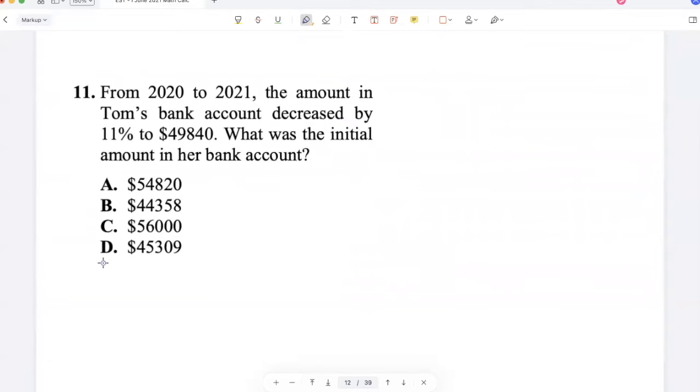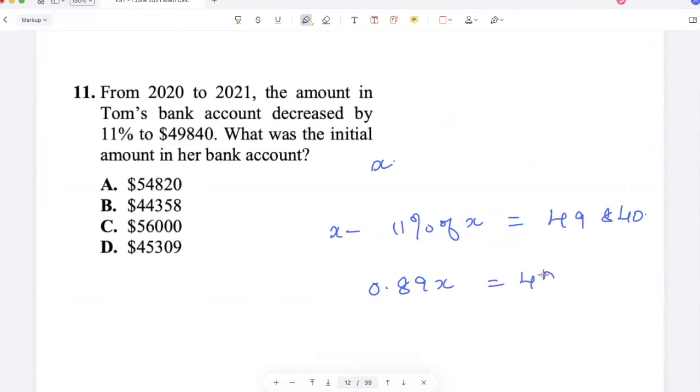From 2020 to 2021, the amount in Tom's bank account decreased by 11% to this. What was the initial amount in her bank account? So let the initial amount in her bank account be X. Then X minus 11% of X, because it decreased by 11%, is 49,840. So that will be 0.89X is 49,840. So X is 49,840 divided by 0.89. So let's plug that into the calculator. 49,840 divided by 0.89. So that's 56,000. So the initial amount was option C.